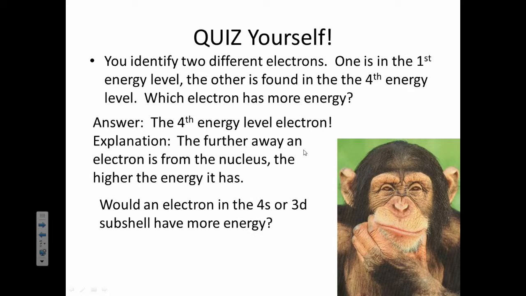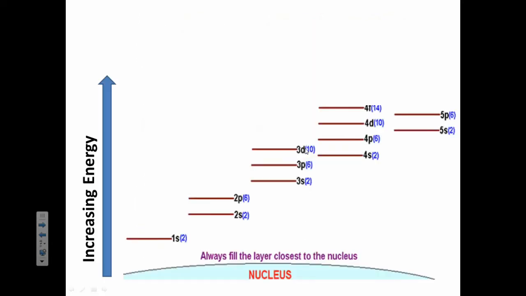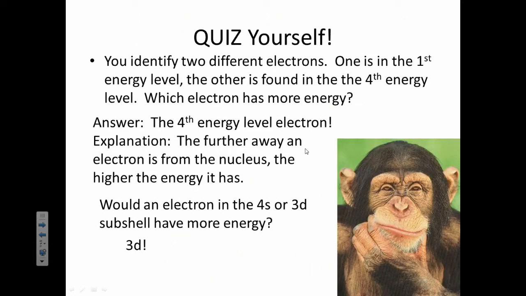Would an electron in the 4s or the 3d subshell have more energy? Okay, so going back to this, an electron in the 3d would actually have more energy. So that's kind of a tricky one.